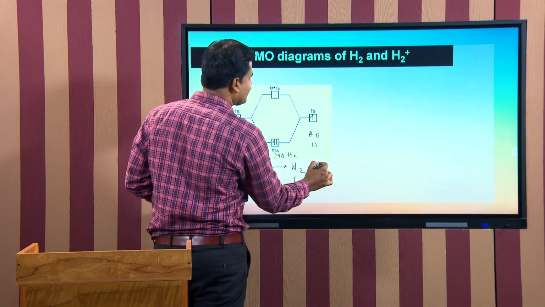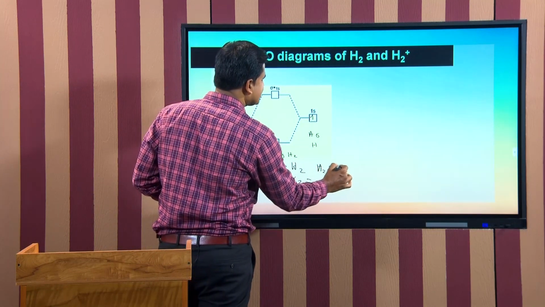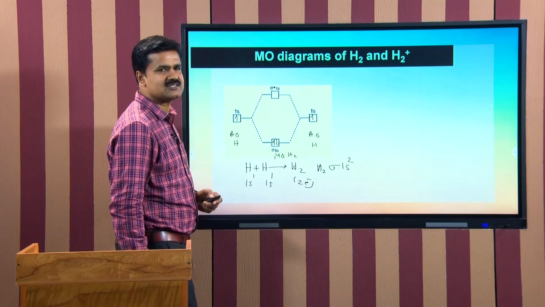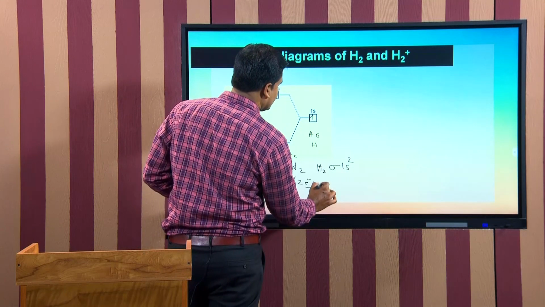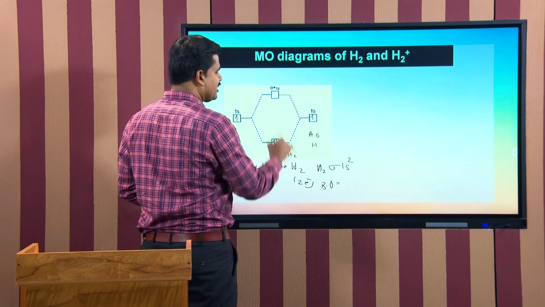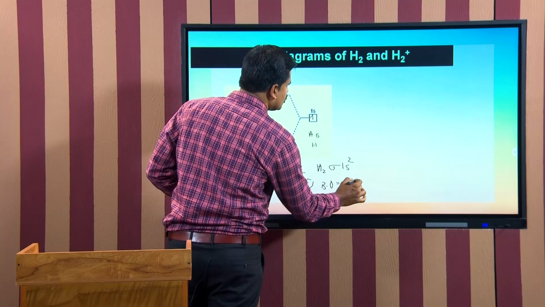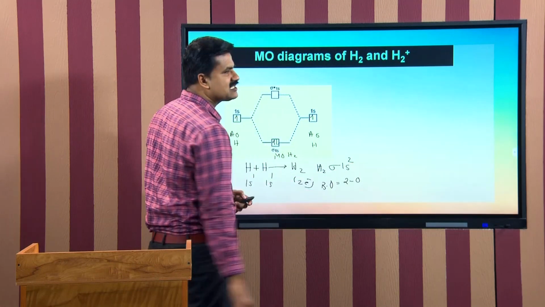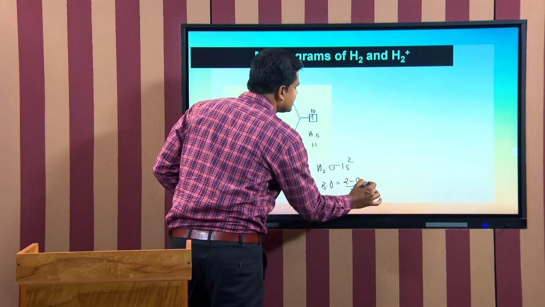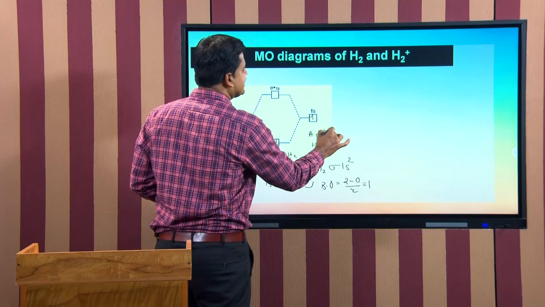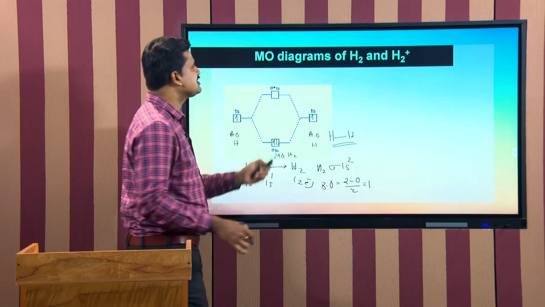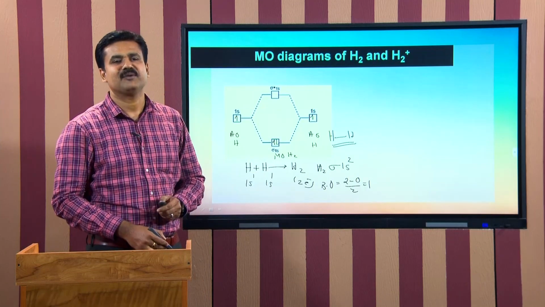The MO configuration of the hydrogen molecule is sigma 1s2. In antibonding there are no electrons, so the number of antibonding electrons is 0, and the number of bonding electrons is 2. So the bond order is 2 minus 0 divided by 2, that is equal to 1. It means there exists a single bond between two hydrogen atoms. This is about the MO diagram of the hydrogen molecule.